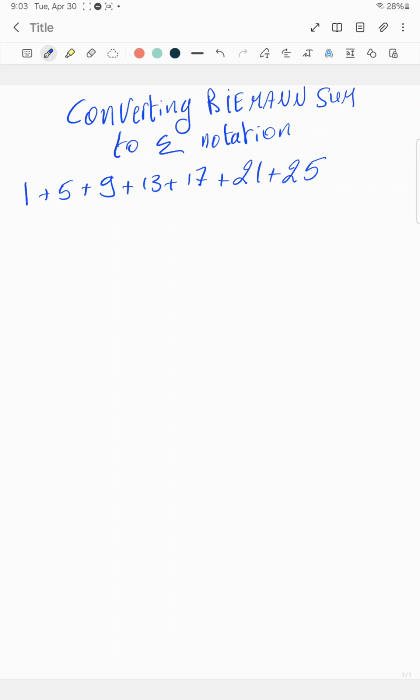When I look at that series, I can find that 5 minus 1 is equal to 4, and 9 minus 5 is equal to 4. If I subtract everything in it, 17 minus 13 is equal to 4. So everything is equal to 4, and I know that in my sigma notation I have to have a 4.